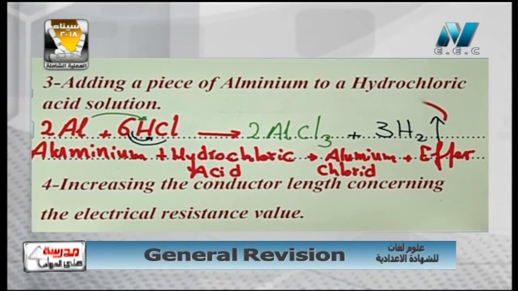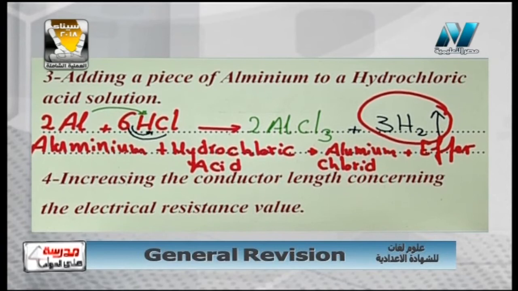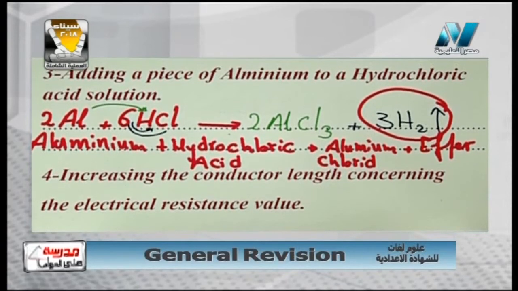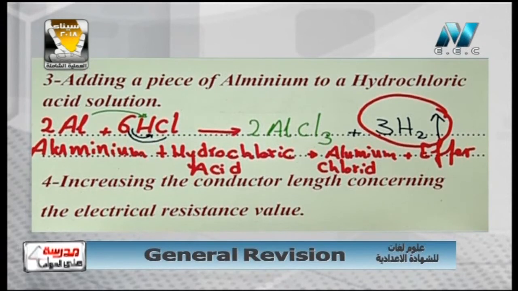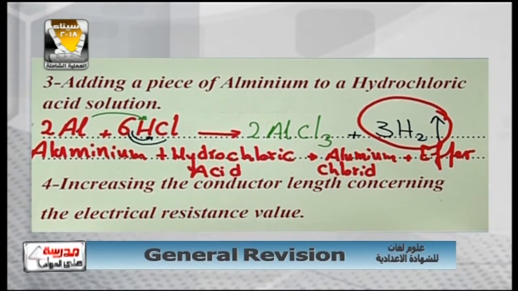Effervescence, which means فوران. So here we have to answer as we are focusing on hydrogen in this chemical equation. نخلي بالنا because sometimes as a give reason for, it says appearance of effervescence on adding a piece of aluminium to hydrochloric acid. So we know now the products here are aluminium chloride and hydrogen gas as effervescence.